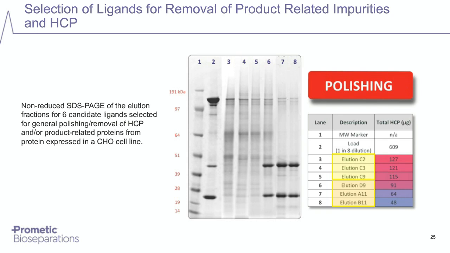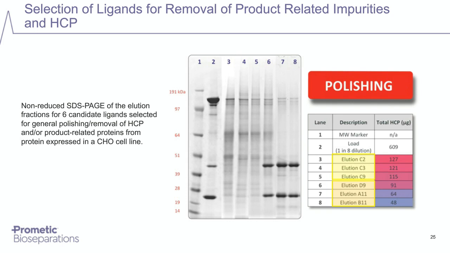In lanes 6, 7, and 8, these are the orange ligands that are binding predominantly product-related impurities. Lane 6 is actually ligand D9. That's a particularly interesting ligand because, as you can see, not only does it bind product-related impurities quite well, it also binds HCP quite well. So that's almost a universal impurity-binding ligand. And all of those ligands have very low binding of the target protein, so the full antibody is passing through these columns unretarded.